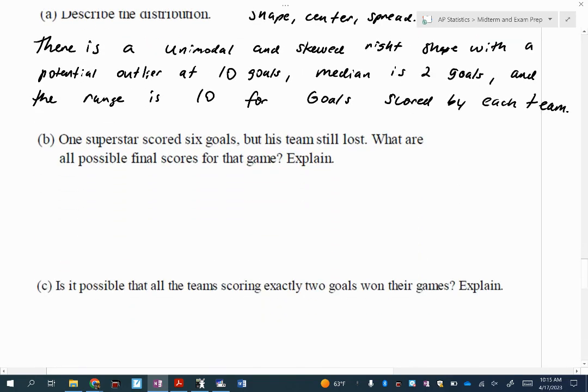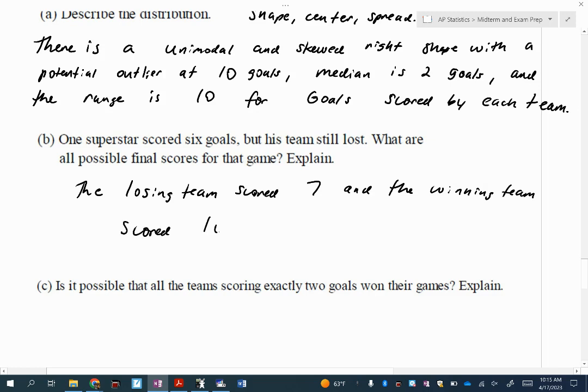So in this case, right, the losing team scored 7, and the winning team scored 10. So it says, right, all possible final scores. That's it, guys. That's the only one that could happen. We know that for sure. Those teams played each other. The score was 10-7.